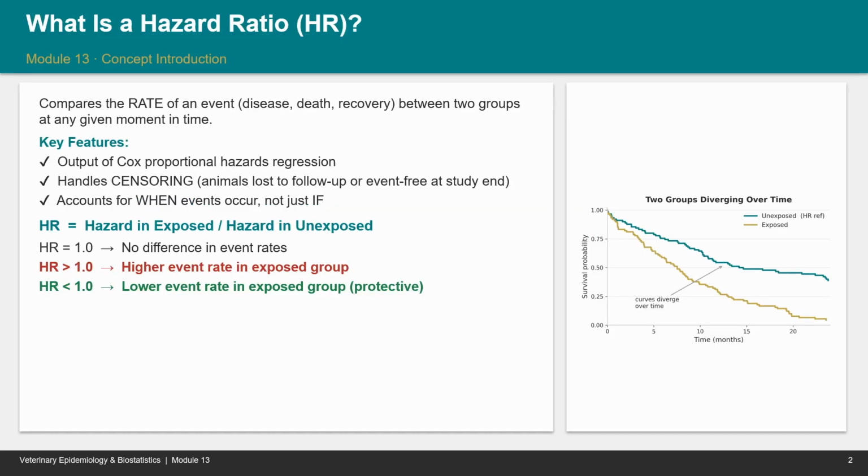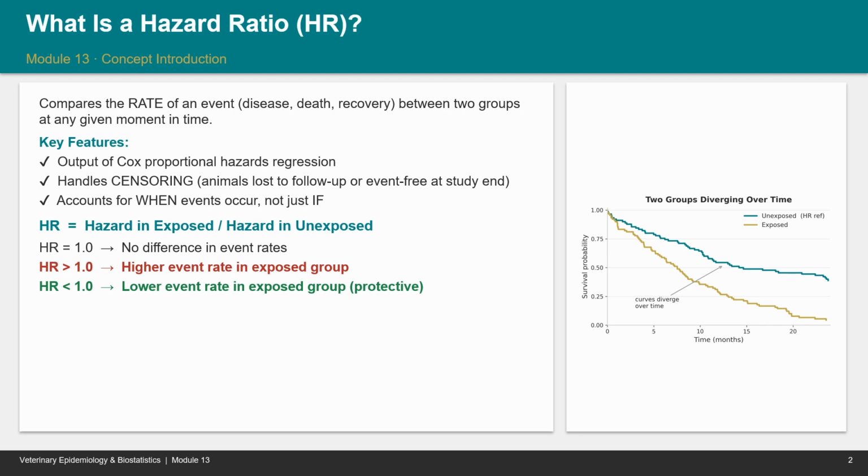A hazard ratio compares the instantaneous rate of an event between two groups at any point during the follow-up period. Think of the hazard as the risk per unit time at any given moment. It can change over time, but the Cox proportional hazards model assumes the ratio between the two groups remains constant throughout the study. This is called the proportional hazards assumption, and it's important to verify in any survival analysis.